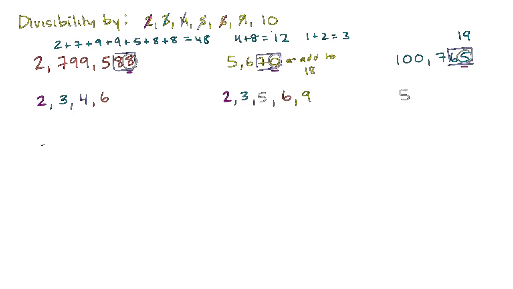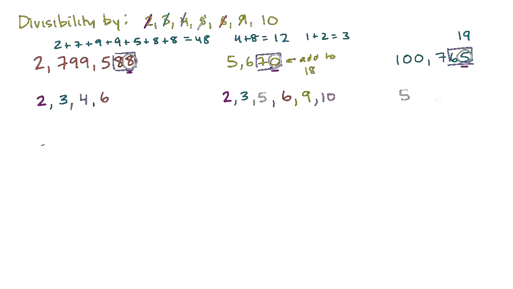And then finally, divisibility by 10. And this is the easiest one of all, because you just have to see if you have a 0 in the ones place. You clearly do not have a 0 in the ones place here. You do have a 0 in the ones place there, so you are divisible by 10 here. And then finally, you don't have a 0 in the ones place here, so you're not going to be divisible by 10.